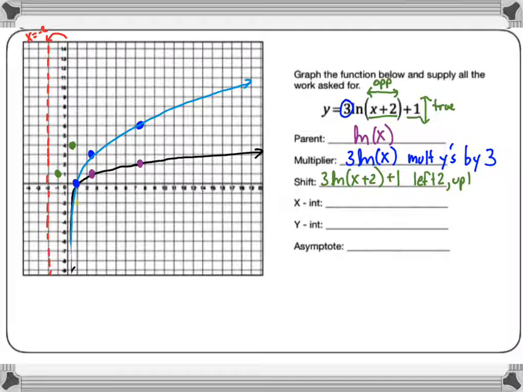And left 2 and up 1. All right. And so this is going to be our final graph right here, okay? And that's going to be good enough to get us where we need to go. So I'm going to, at this point, take a look at the x and y intercepts, and we might need a calculator to knock those things out.